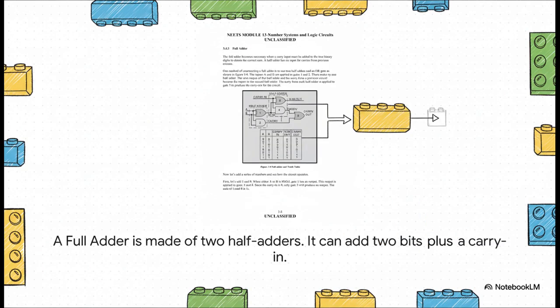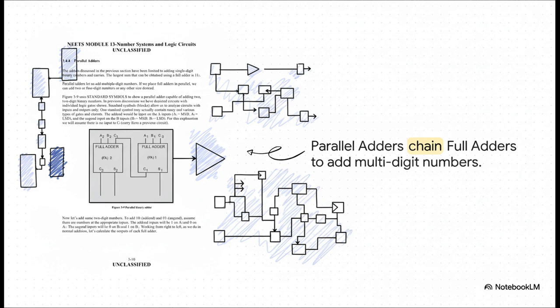Okay, now this is where that Lego idea really clicks into place. This is a full adder, and it's literally built using 2 of the half adders we just saw. But its superpower, the thing that makes it so important, is that it has a carry-in input. So not only can it carry a 1 out, it can also accept a 1 carried in from the previous column. And why does that carry-in matter so much? Because it lets us chain them together.